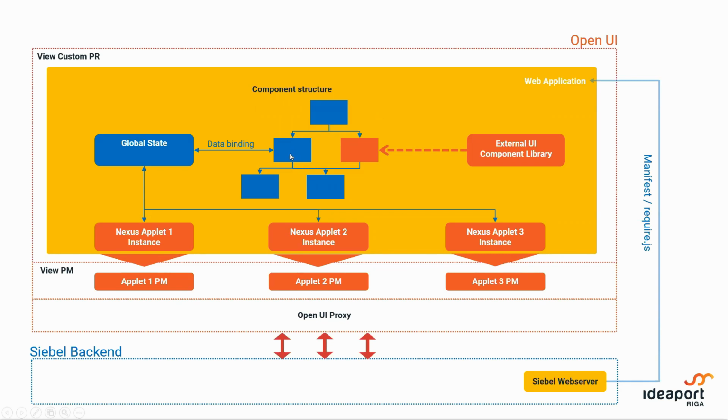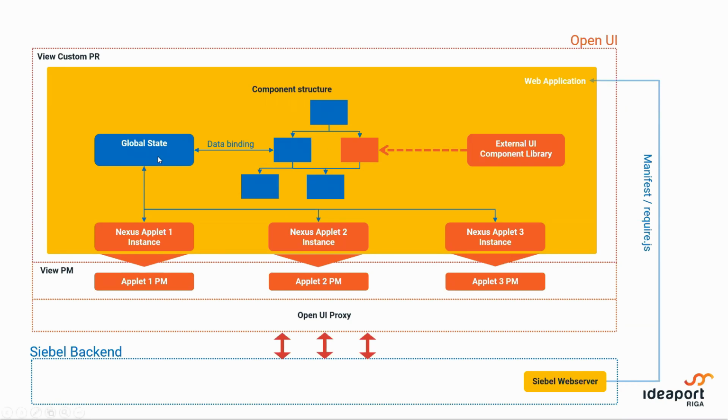In the middle there is a component structure. Each component in this structure can access the global state, like request the data, ask for the data, or ask to modify or delete it. As you see, one of the components here is red, and it's a component from an external library. The blue ones are just the custom components that we're using for our application.